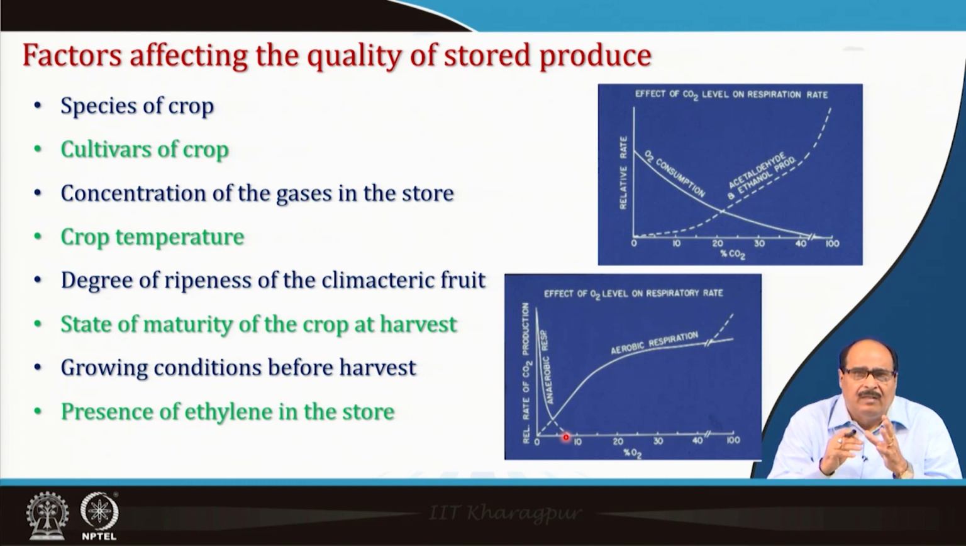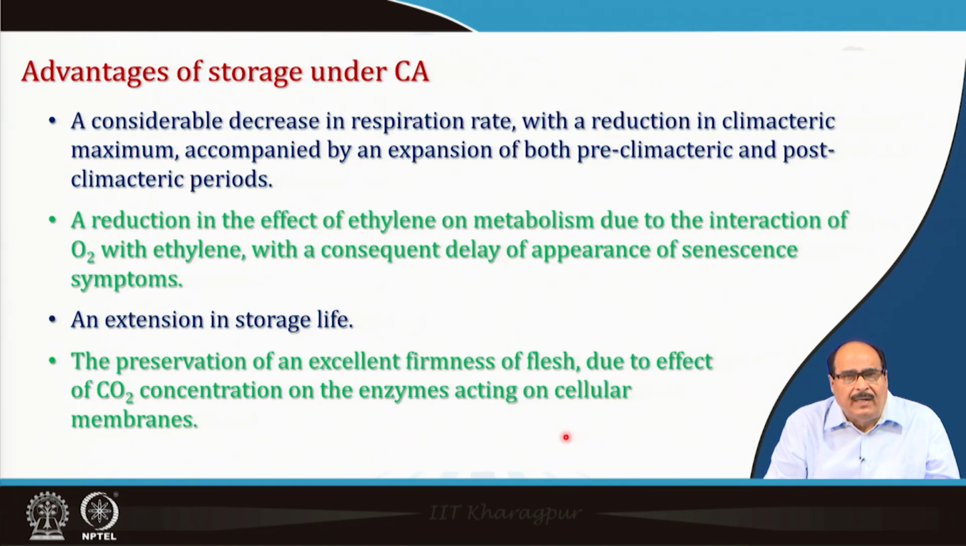Particularly, the various factors which influence the quality of the stored product inside the CA facility include the species of the crop, cultivar or variety, concentration of gases stored in the facility, crop temperature, degree of ripeness of the climacteric fruits, state of maturity of the crop at harvest, growing conditions before harvest, and presence of ethylene in the store.